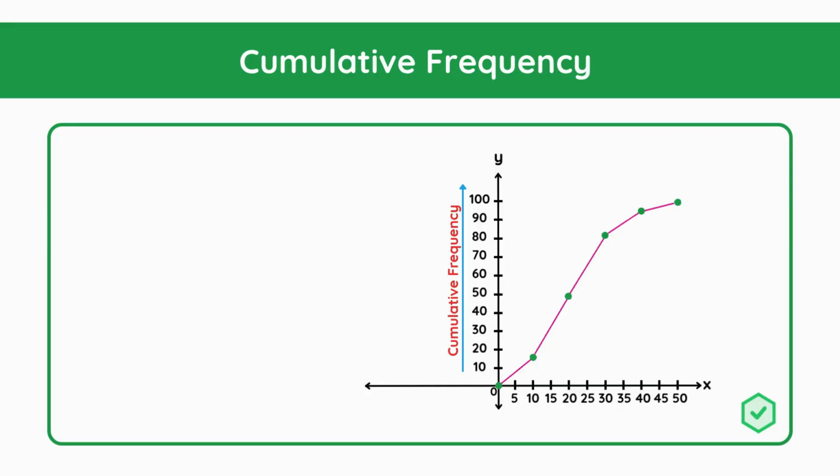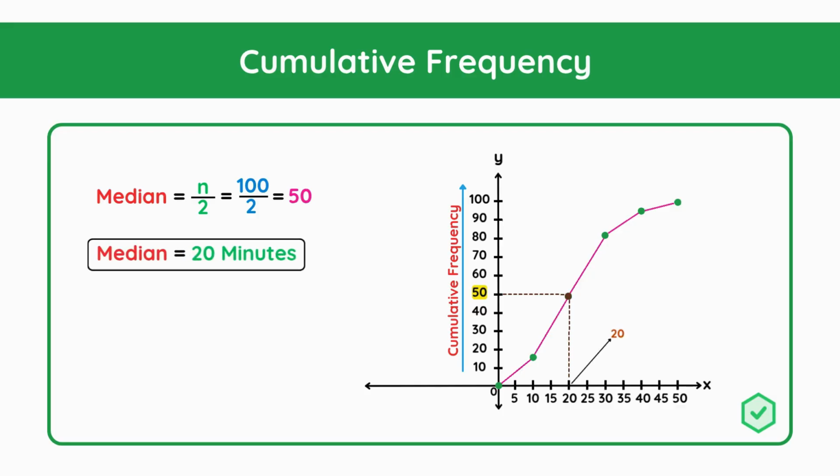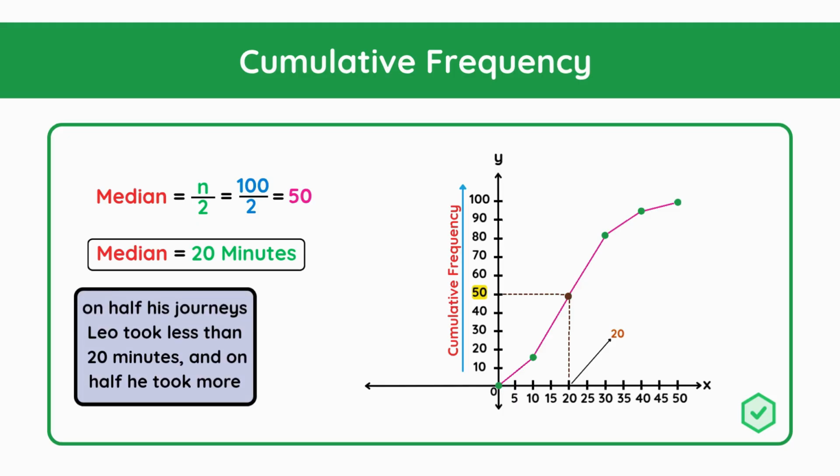Now let's read off our answers. The median is at n divided by 2. Our total is 100, so that's 100 divided by 2, which is 50. We want the 50th value. Go to 50 on the vertical axis, across to the curve and drop down. The curve comes down at 20, so the median time is 20 minutes. That means on half his journeys, Leo took less than 20 minutes, and on half he took more.